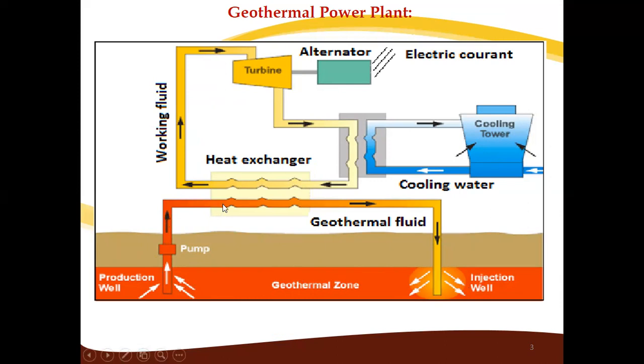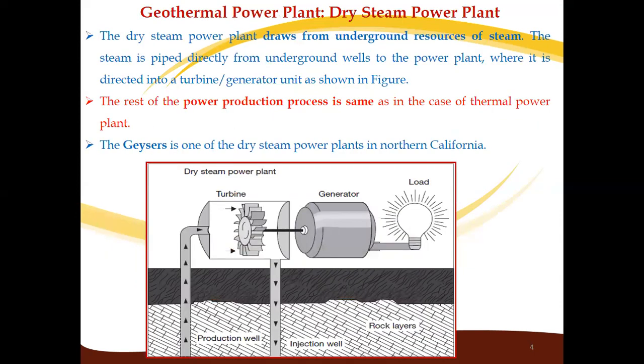So every time the geothermal fluid gets through a cycle, by using a heat exchanger we can transfer the heat of the geothermal fluid into water, and the water becomes steam, and all other parts are the same as those of the thermal power plant. Now we will see the first power plant based on geothermal energy, that is the dry steam power plant.